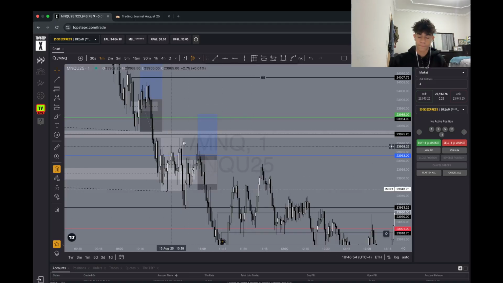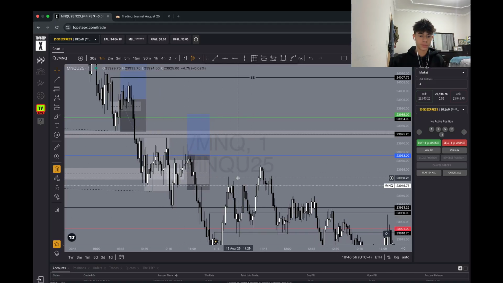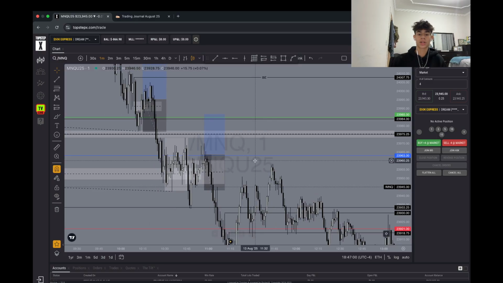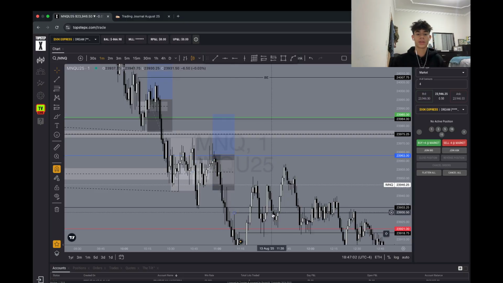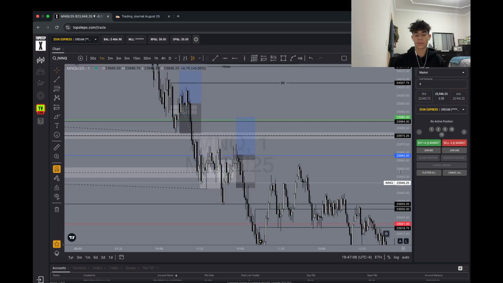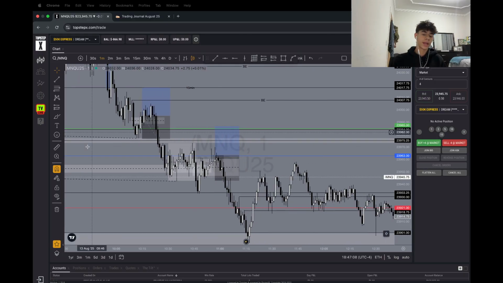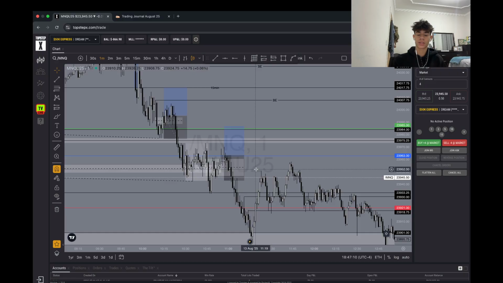But, oh yeah, stop loss below the inversion. But unfortunately, we got stopped out again. It barely went into profit, but that's all right. I'm still learning. But yeah, these two setups are very nice.